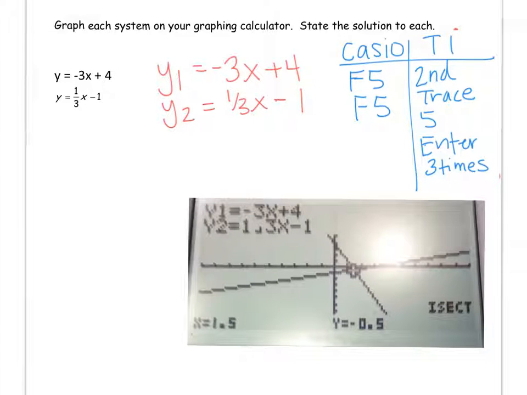Okay, and with this screenshot from my Casio, you can see that my intersection appears here at the bottom. It's right there where the two lines cross. So that's my solution. My solution is 1.5 for x, comma, -0.5 for y.